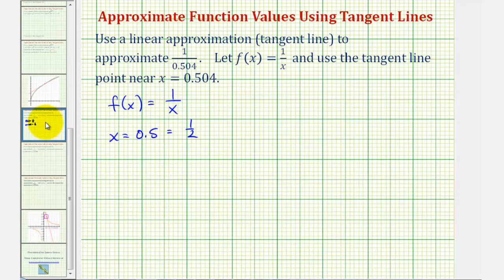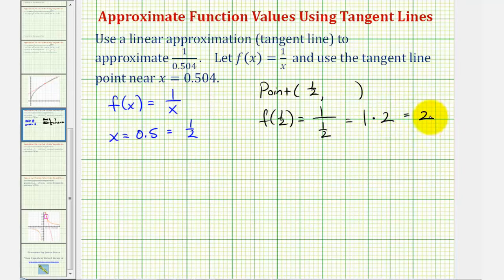So to find the equation of the tangent line, we'll have to find the point of tangency, or a point on the line, and also the slope of the tangent line. Well, because we're using x equals 0.5 or 1/2, that would be the x-coordinate of the point of tangency. And now to find the y-coordinate, we'll substitute 1/2 into our function f of x. So f of 1/2 would be equal to 1 divided by 1/2, which is equal to 1 times the reciprocal of 1/2, or 1 times 2, which is equal to 2, which means the y-coordinate of the point of tangency is positive 2.